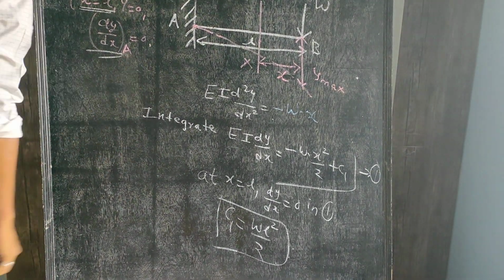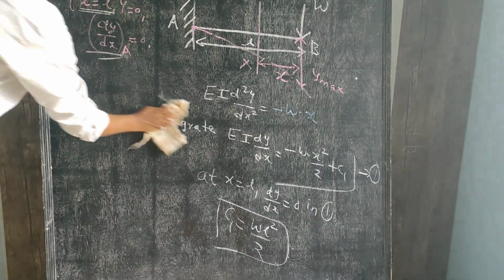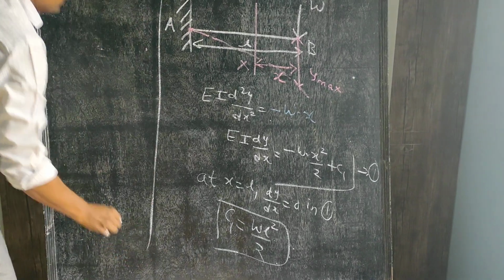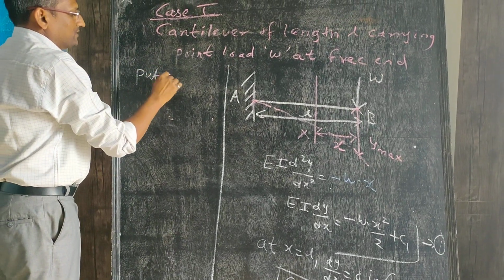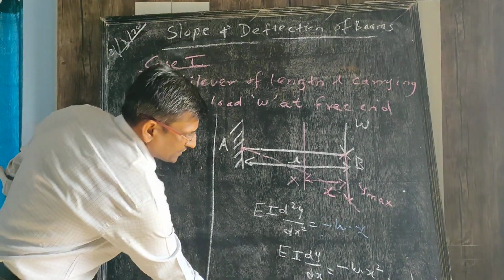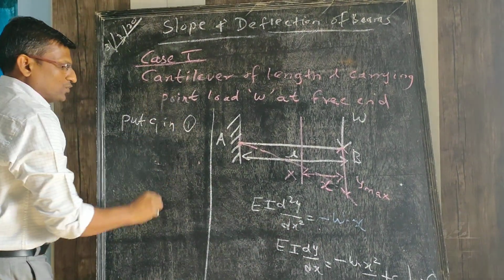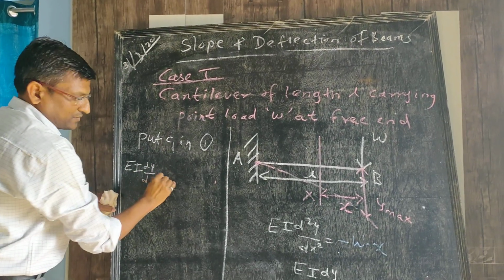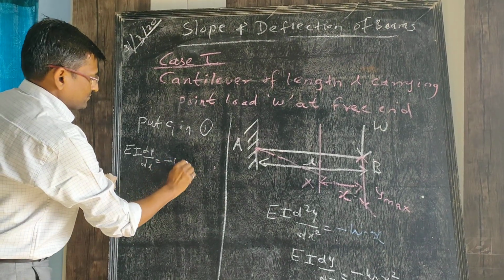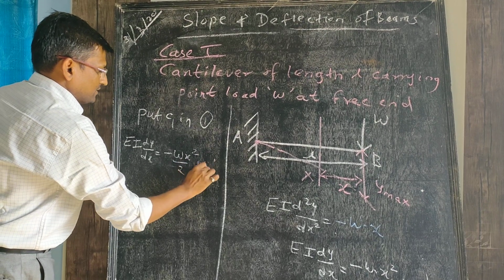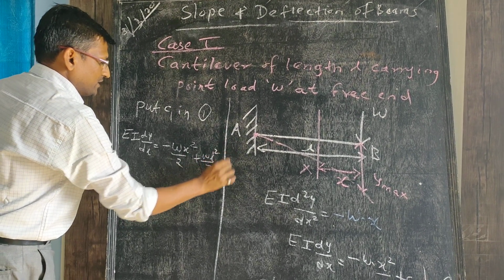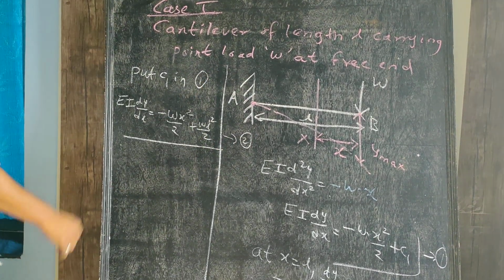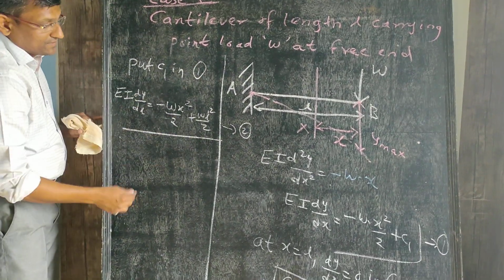Put this value of C1 now back in the equation. So I am putting the value of C1 in equation number 1. So the slope equation will be this. Put it there. Is it? Let it be equation number 2. From this we can find the slope at both ends.